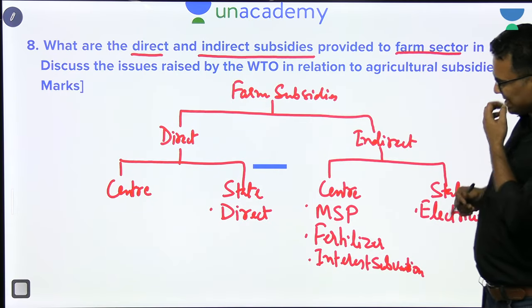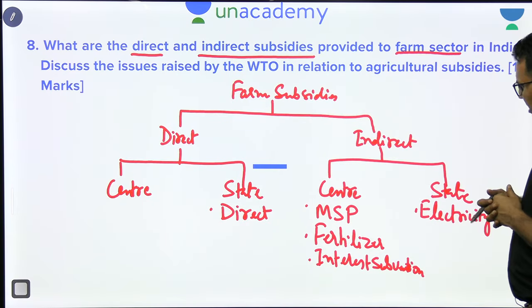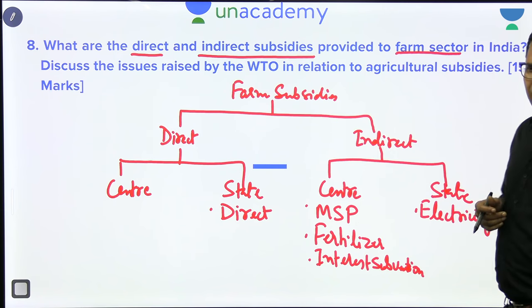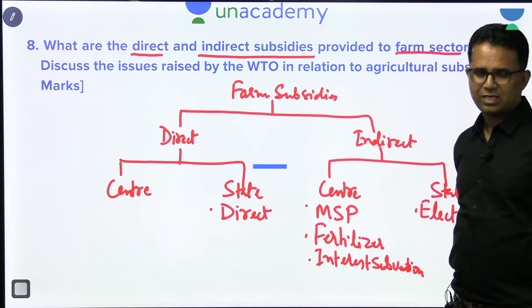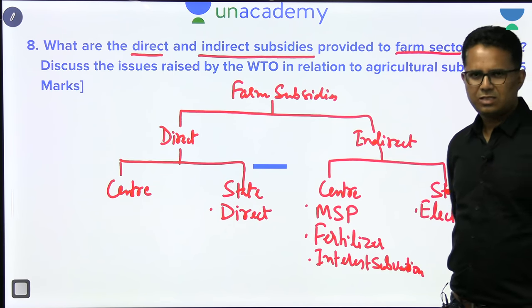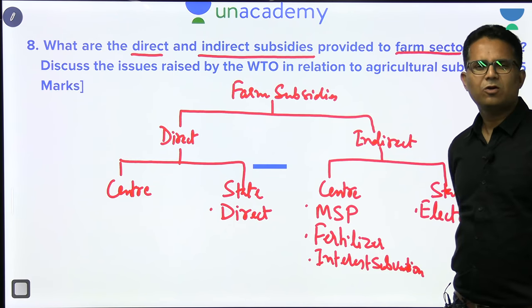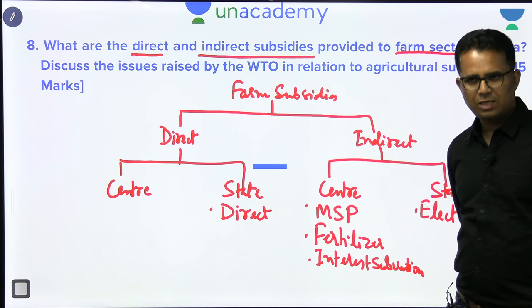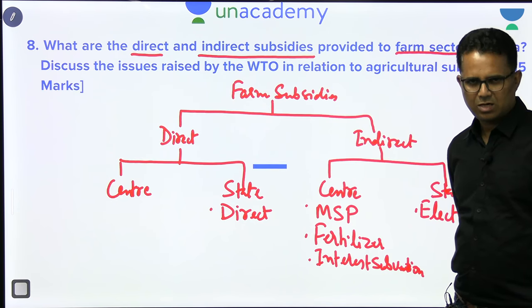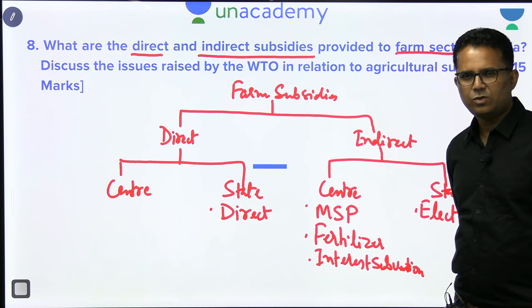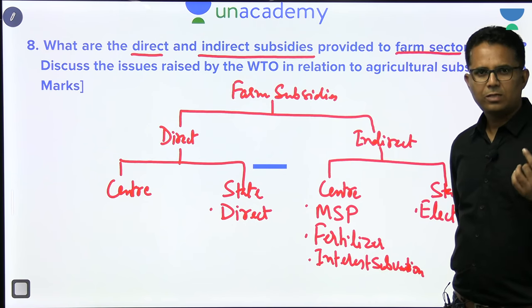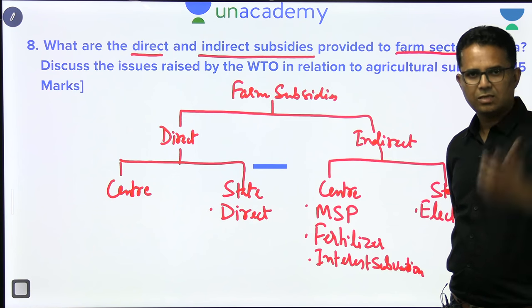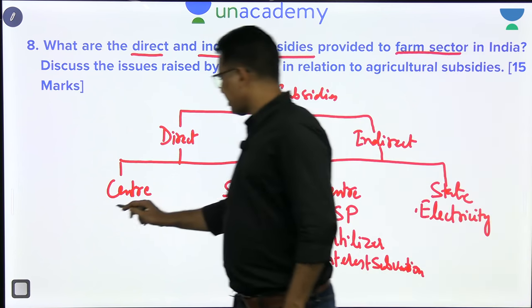Farm subsidies. See, fertilizer: the government has started DBT and says it is direct, but this is a fertilizer subsidy that is not exactly direct, because farmers still don't get the money in their account. Farmers purchase urea or DAP at the lesser price and the government transfers money into the fertilizer company's account. Indirect, here we can write.